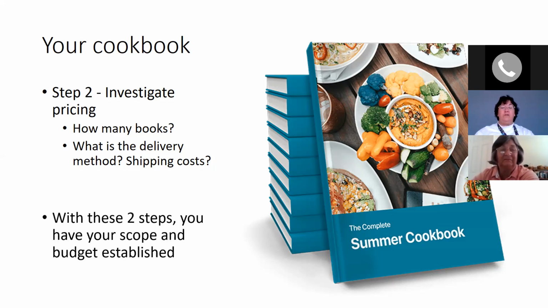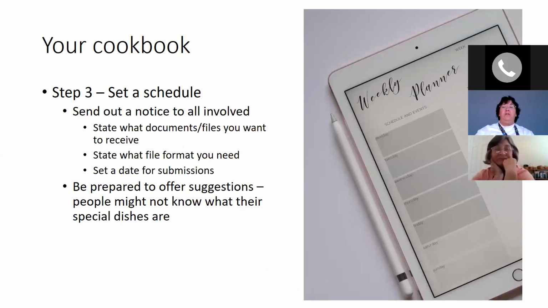All right, with these 2 steps, you've got your scope and your budget established, all right? And you're able to go on to step 3. This is where you want to set a schedule for yourself. Send out a notice to all involved. If it's just you, great. You just have to hold yourself to whatever sort of end date you're looking for. Gather up all your recipes and start working with it.